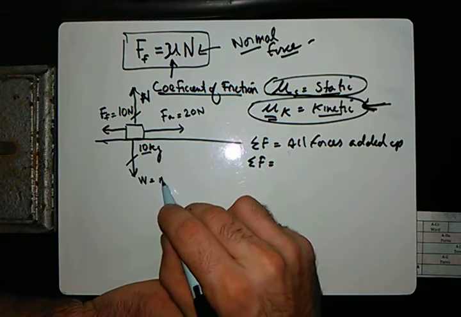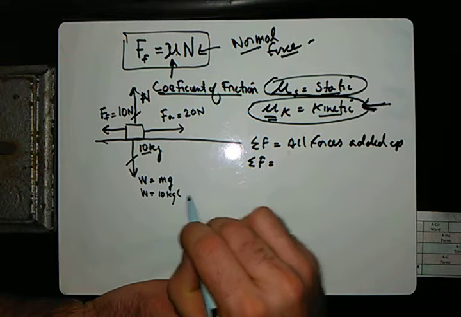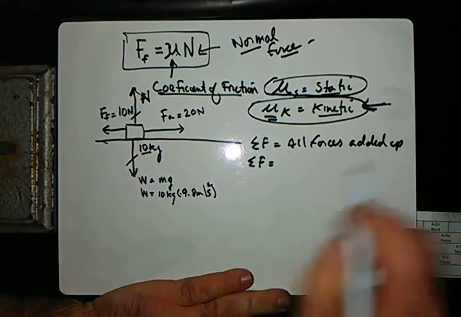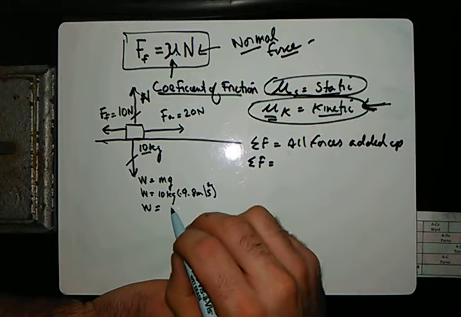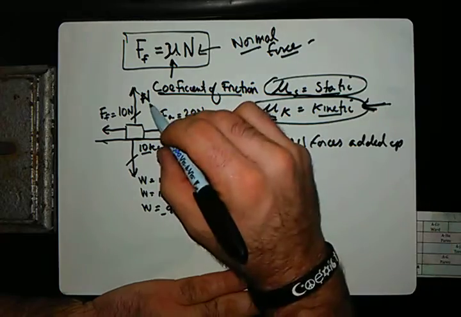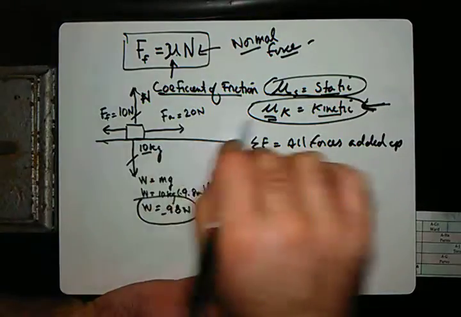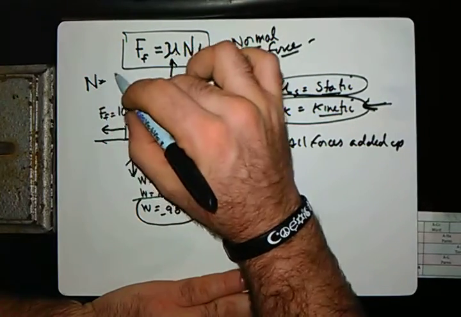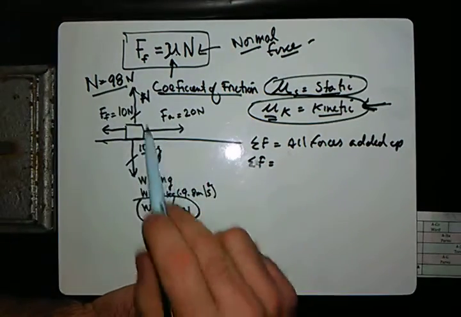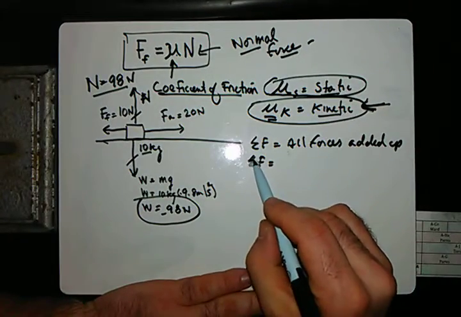The weight is the mass times the gravity, as you've learned: 10 kilograms times gravity. So the weight is 98 newtons down. The normal force has to equal this because we're not accelerating up or down, we're going sideways. So the normal force is positive 98 newtons. These two can cancel out. They aren't going to contribute to the acceleration.